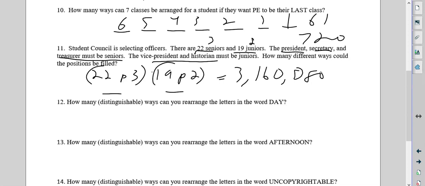How many distinguishable ways can you rearrange the letters in the word day? Well, that's simply just 3 factorial. We don't have to make a word that matters. It's just, that gets you 6 ways.